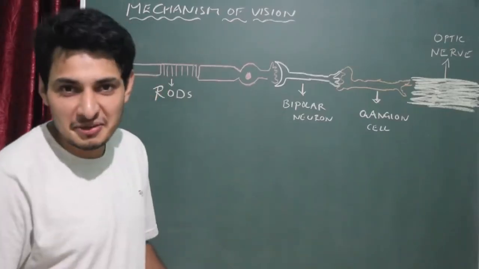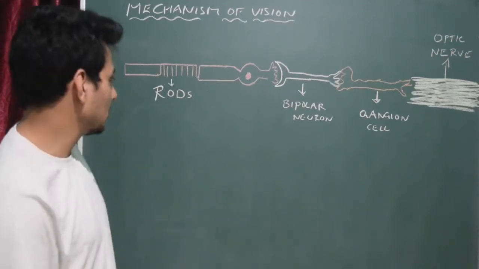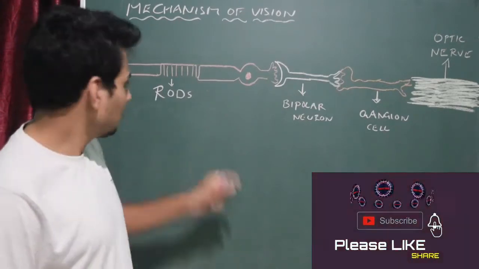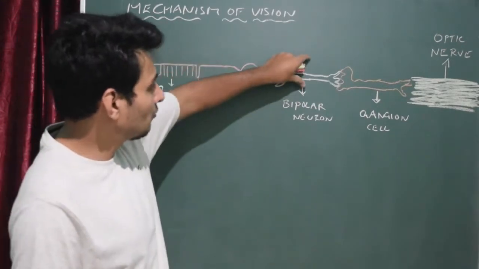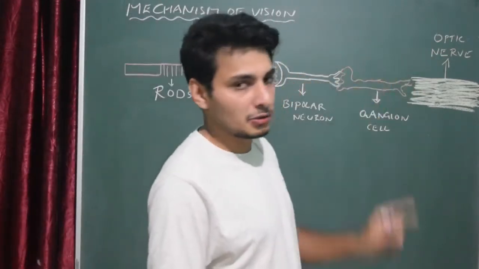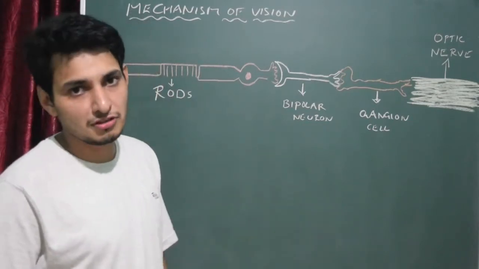This concept is very, very important. Mechanism of vision. How exactly vision is produced. Okay, so here I have drawn all three cells of the retina. The outermost rods, the middle one bipolar neuron, and this one is the ganglion cell, which makes the optic nerve. Ultimately, it opens into the optic nerve. The optic nerve is connected to the visual cortex of the brain.